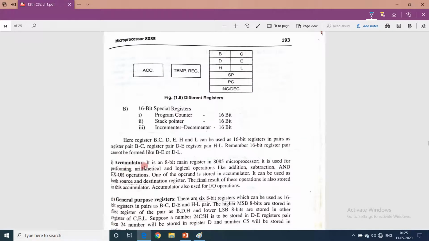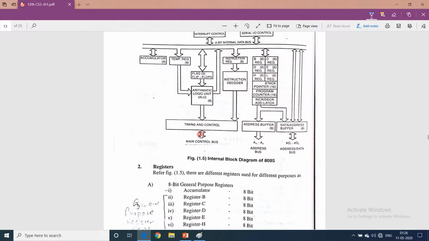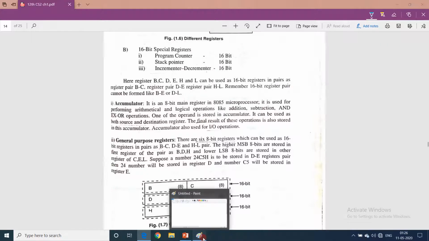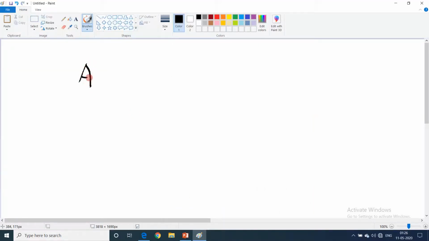Then the accumulator. What is the accumulator? Accumulator is used when I want to do some arithmetic and logical operations. If you observe, the accumulator is somewhere near the ALU, the arithmetic logic unit. For example, there is the ADD instruction, which is one of those 74 instructions present in 8085. ADD B.